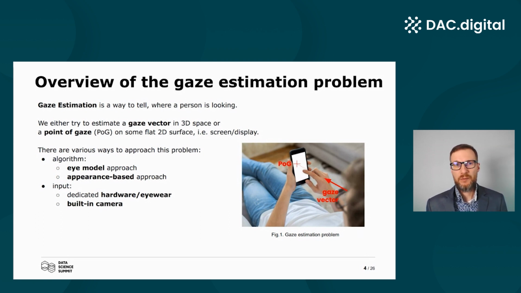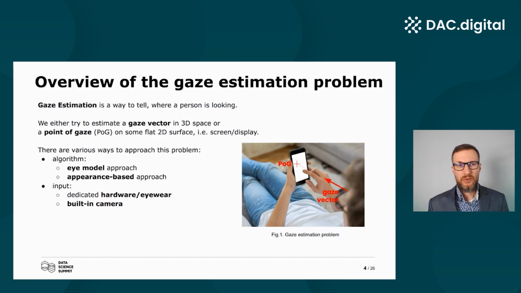From the algorithmic perspective, there are two major groups of solutions: eye model approach and appearance-based approach. The eye model approach has a longer history. It generally tries to model eye movement with some mathematical equations, leveraging knowledge about human anatomy. Appearance-based approach, on the other hand, analyzes image of the entire face or eye crop, usually with a deep neural network, to extract information about the gaze.